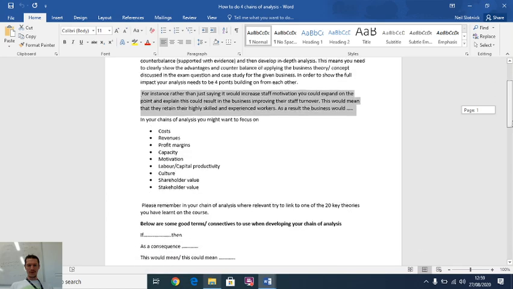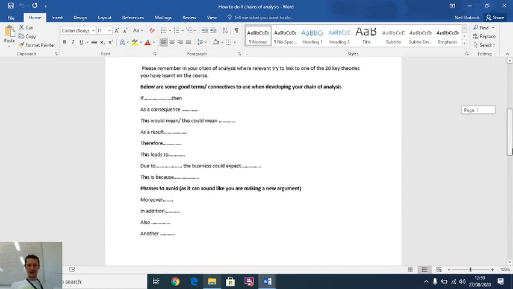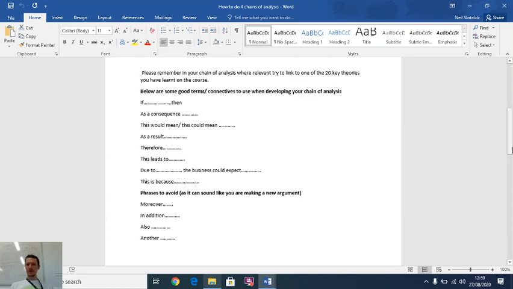In terms of connectives, things that examiners want to see, the use of if and then, but sentences like as a consequence, this would mean, this could mean, as a result, therefore, this leads to, due to something, the business could expect something, this is because. Phrases to avoid because it looks like you're making a new argument within the same paragraph: moreover, in addition, also, and another. Try and keep those maybe for the start of a paragraph rather than in building a chain, okay?